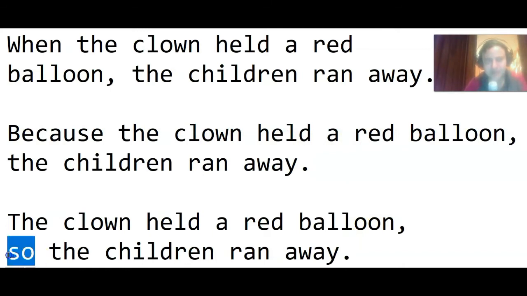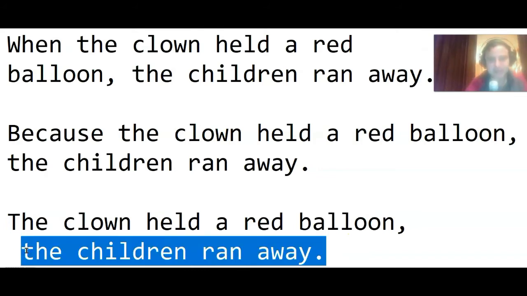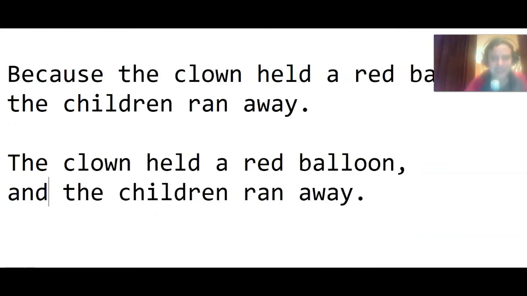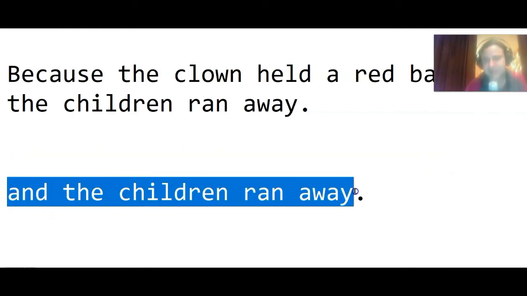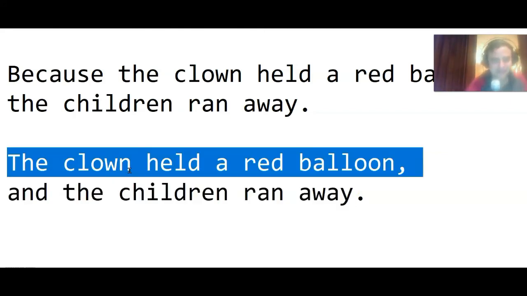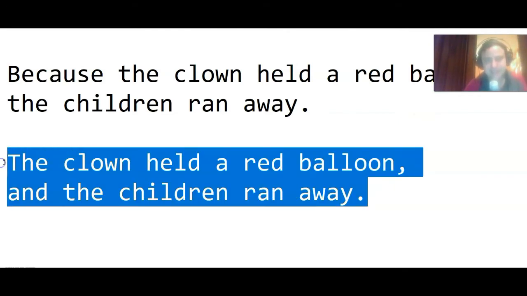And same with so. If we get rid of the so, we just have the children ran away, which is an independent clause, an independent sentence. Or use another conjunction, and the children ran away. You cannot, of course, start a sentence with and. The children ran away is not a standalone sentence. It has to have another clause before it. These two clauses are a complete sentence.